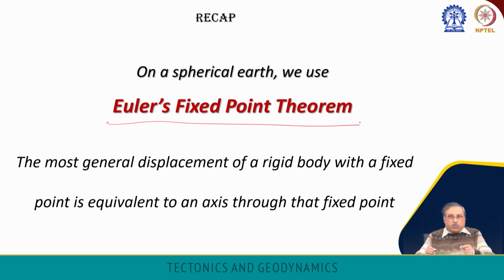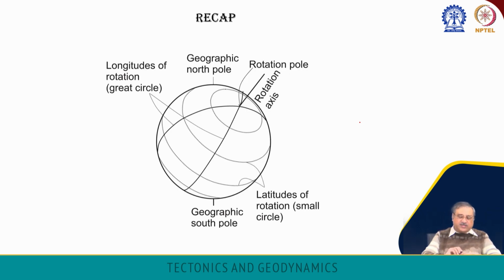Essentially what it means is that any kind of motion on the surface of the earth can be treated as a motion about an axis that passes through the center of the earth. Obviously, this axis has nothing to do with the rotation axis of the earth. It's an imaginary axis, the Euler axis of rotation, and this pierces the earth at two points. Once again, this is geographic north, this is geographic south.